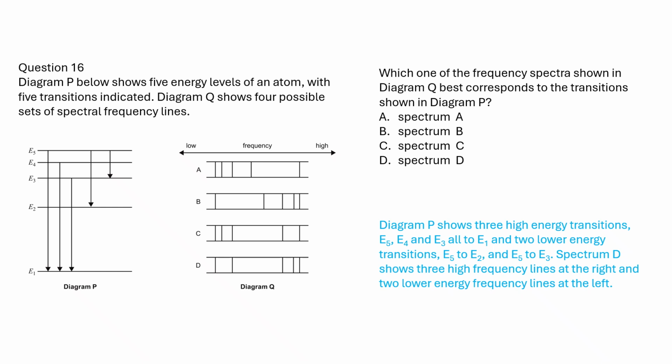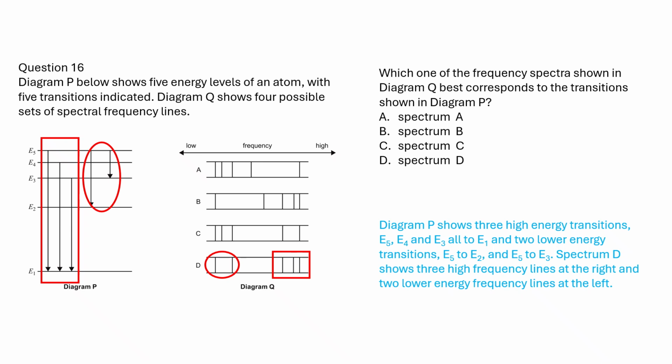Diagram P depicts 5 discrete energy levels within an atom, alongside 5 specified electron transitions. These transitions comprise 3 high-energy de-excitations, from E5, E4, and E3 to the ground state E1, and 2 lower-energy de-excitations, from E5 to E2, and E5 to E3.